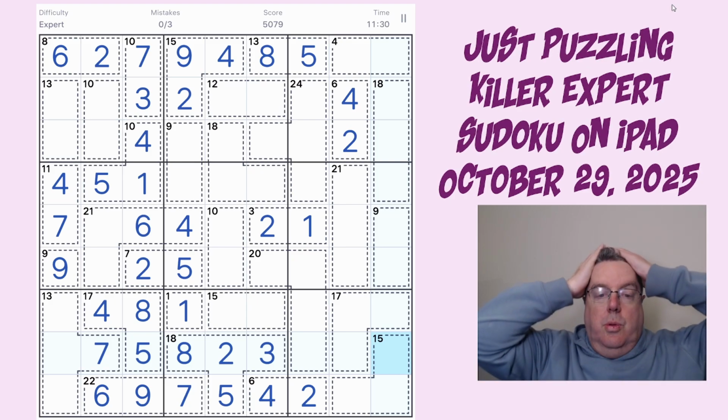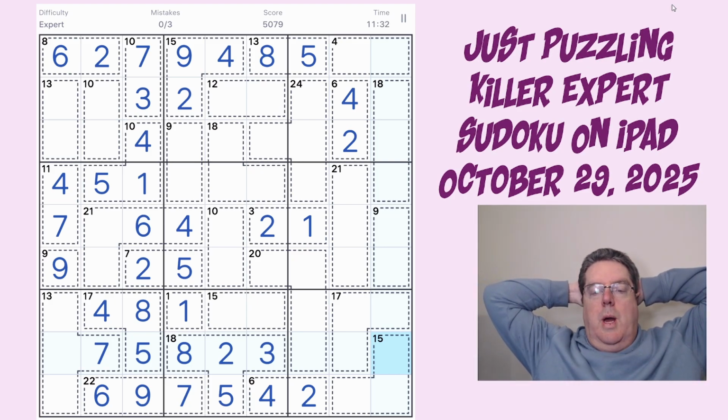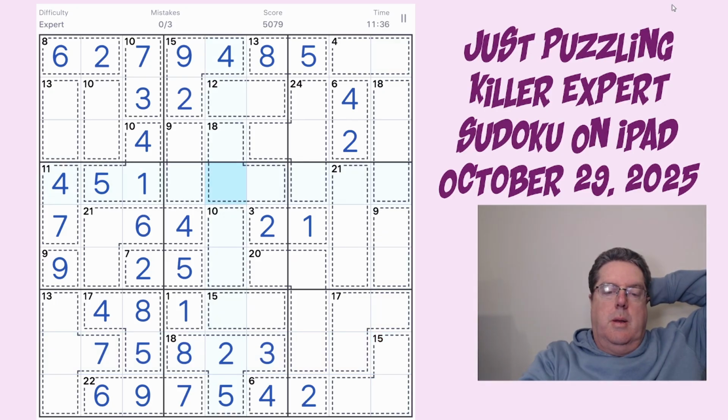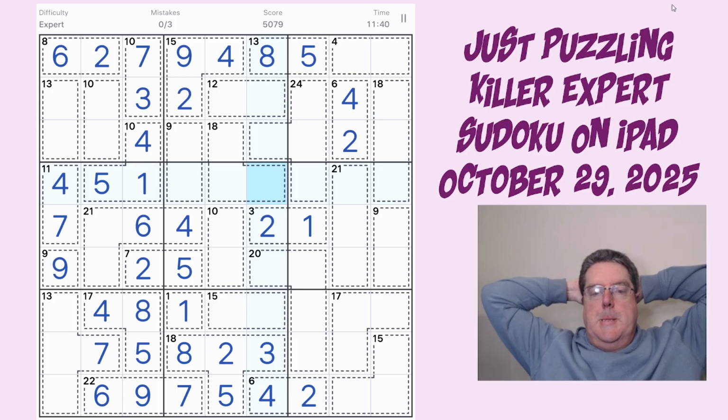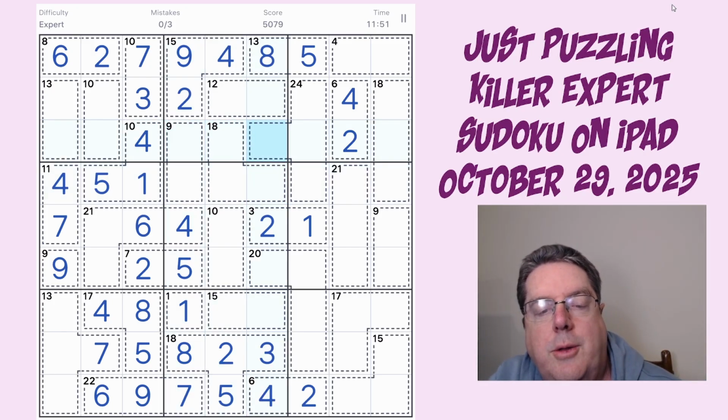So 2, 2, 2, 5, 7. So 1 is going to be one of those two, but that would have to be 9 and 8, or vice versa. 6, 5, 7, 1, 3, 6 there. 1, 3. So 1 has to be here because it can't be there. So 1's there, so that leaves that as a 1.